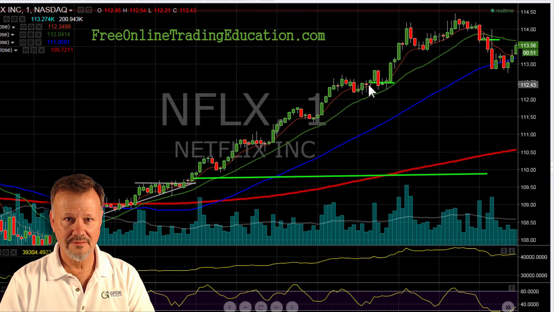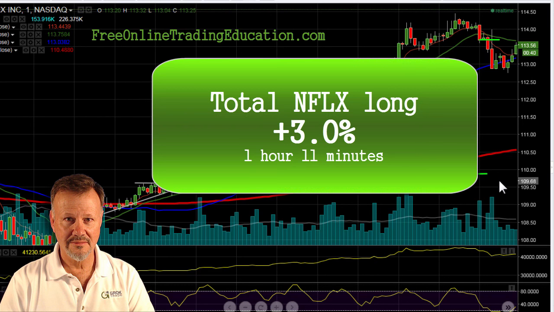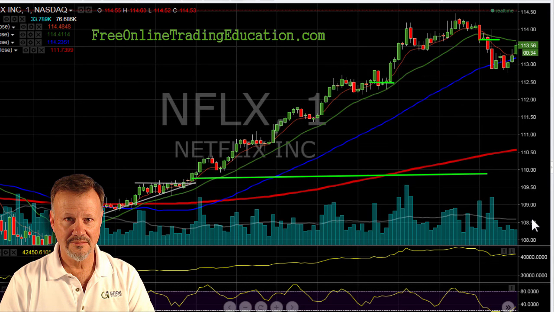So I took out half, and it came up here, and when it dropped below this 20 moving average, it stopped me out. And this total trade was for 3.0% in 1 hour and 11 minutes. Hooah! Best trade of the day.